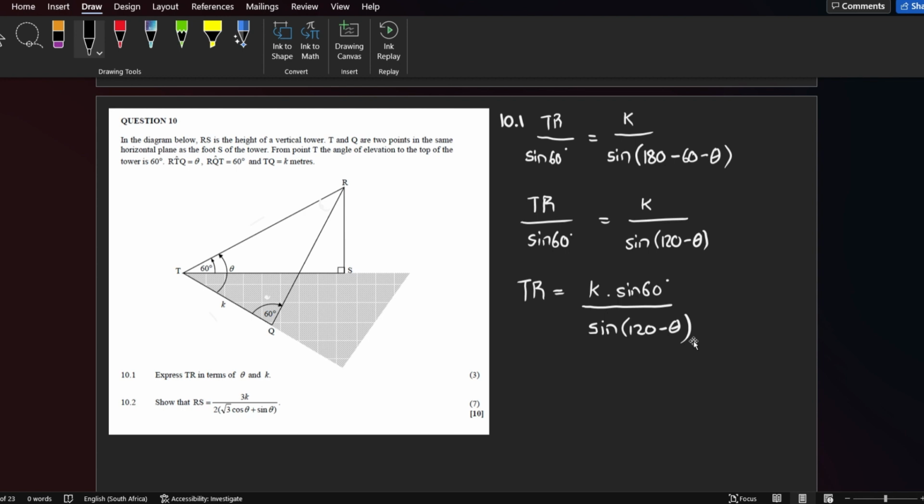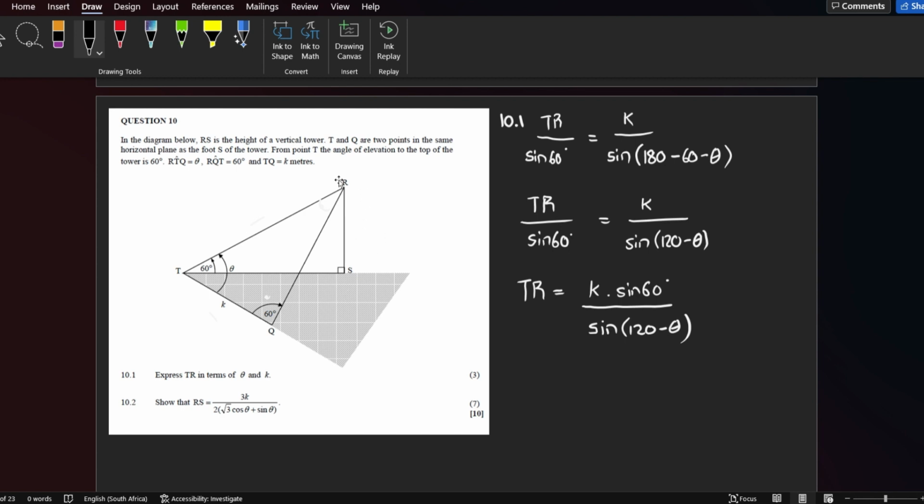Okay, question 10.2 asks, show that RS, which is this vertical length here, is equal to 3K divided by 2 root 3 cos theta plus sine theta. So we have to show that RS equals this expression. We see that RS is part of this right angle triangle, which means we should use the simplest approach possible, which would be to use our basic trig ratios sine, cos, or tan. And we see that RS is opposite this angle that we have. So opposite, and we do not have the side TS, but we have solved for the side TR in terms of theta and K.